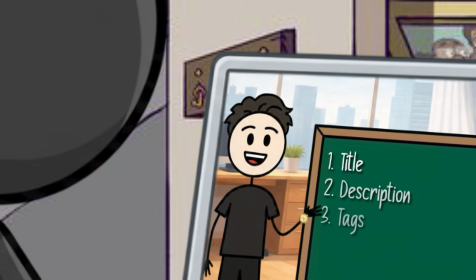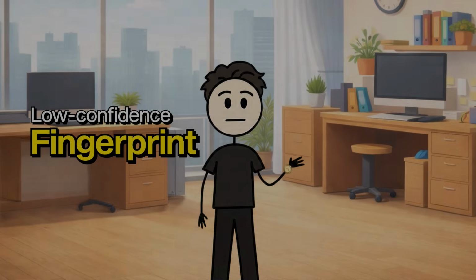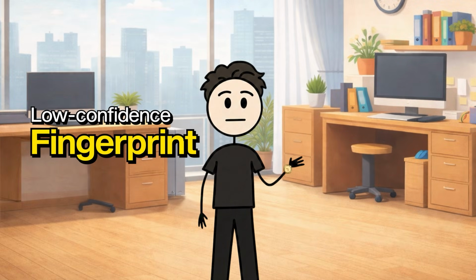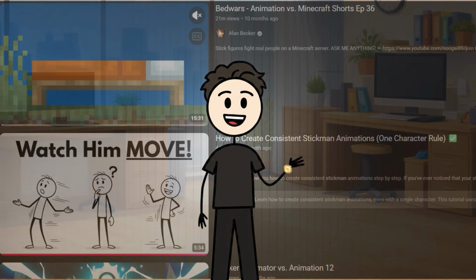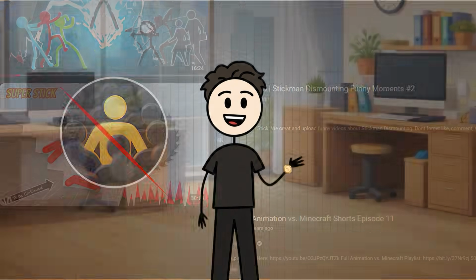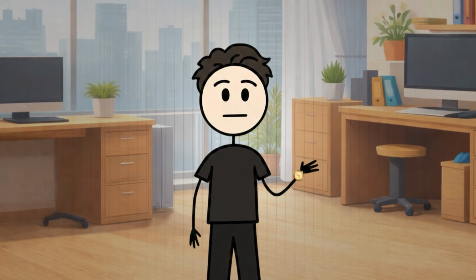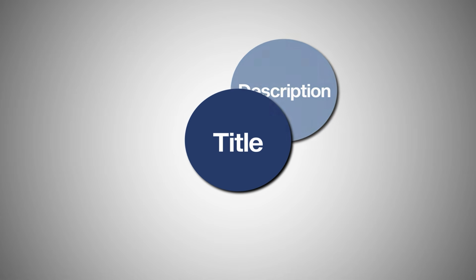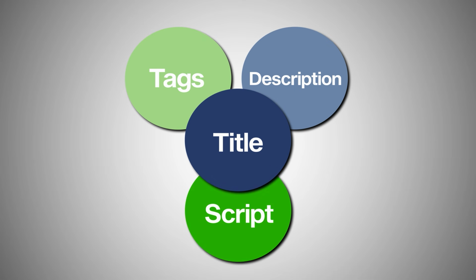When these 4 signals are inconsistent, and this is what happens on most videos from new creators, YouTube gets a low confidence fingerprint. Low confidence means it guesses, and a bad guess means your video lands in front of the wrong audience who ignores it, which tanks your click-through rate early, which tells YouTube this video is not worth pushing, which means you get buried, all because your title said one thing, your description said something slightly different, your tags were a grab bag of loosely related words, and your script opened by talking about something else entirely for the first 30 seconds.